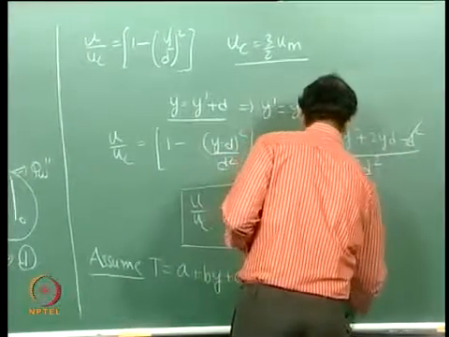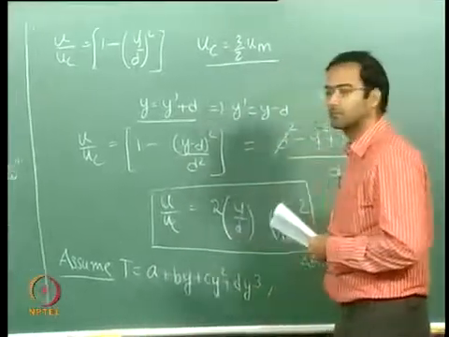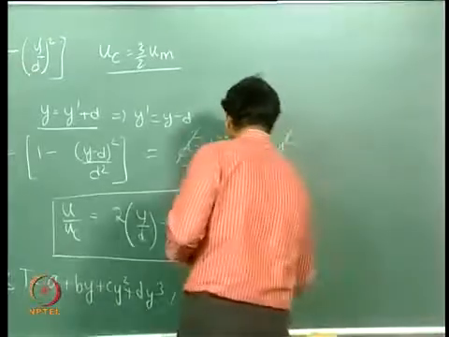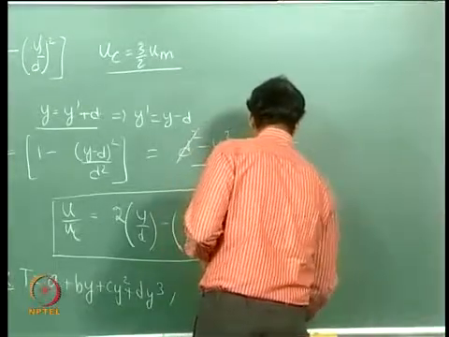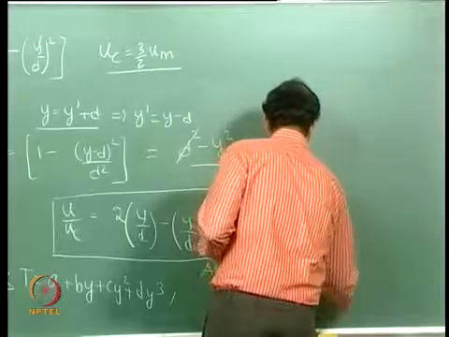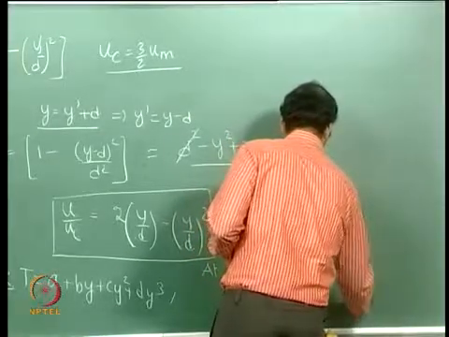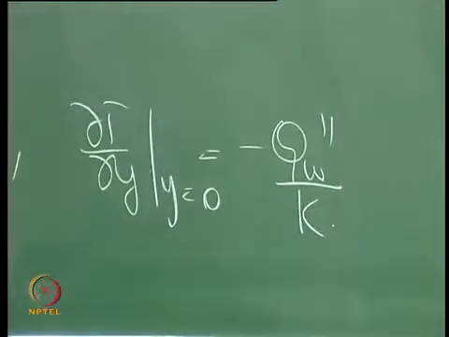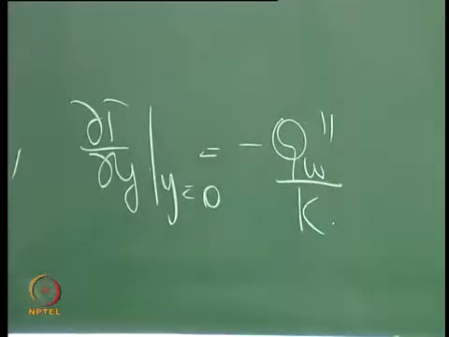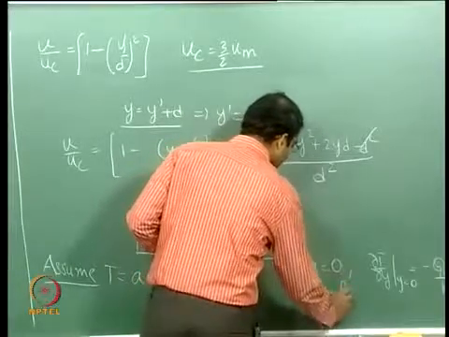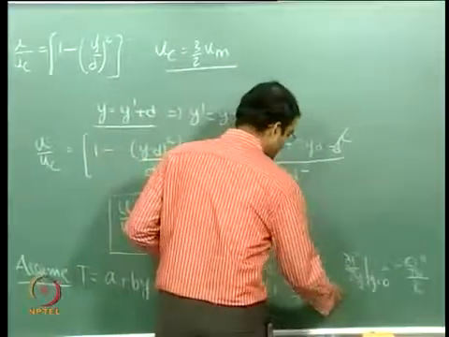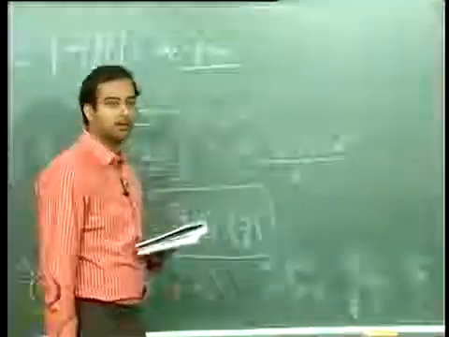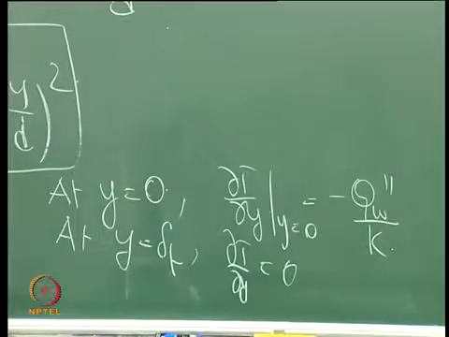At y equal to 0, dou t by dou y at y equal to 0 should be equal to minus q wall by k. This is one boundary condition. And what is the other condition? At y equal to delta t, dt by dy should be 0. So 2 boundary conditions.